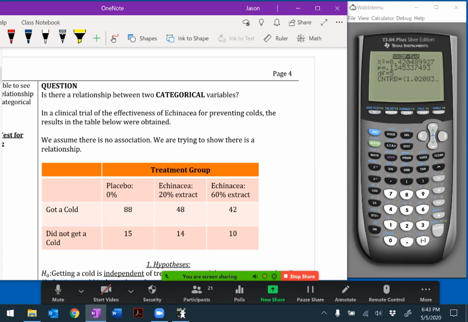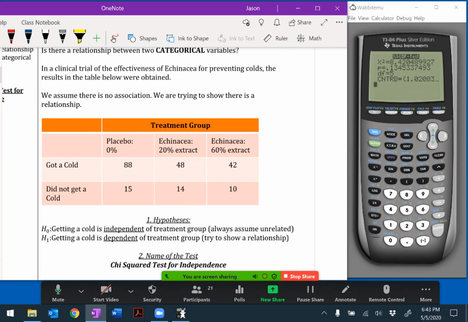In a clinical trial of the effectiveness of echinacea for preventing colds, the results in the table were obtained. We assume there is no association; we're trying to show there is a relationship. There's a treatment group, a placebo, echinacea 20%, and echinacea 60%. We want to know: does echinacea help in preventing a cold, or is there no real difference?